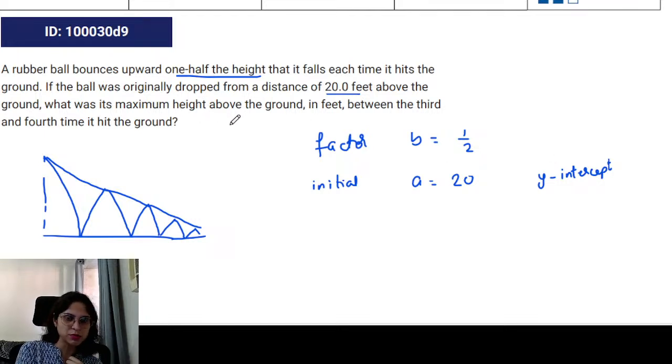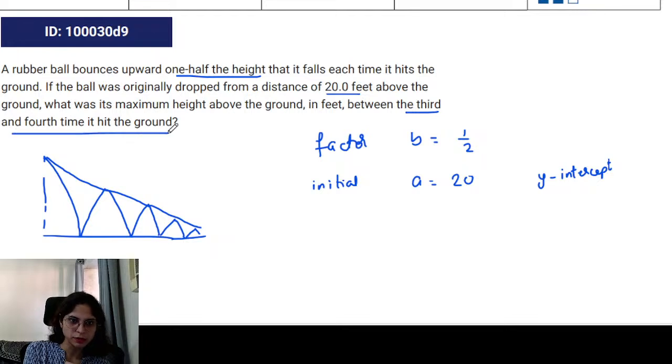What was its maximum height above the ground in feet between the third and fourth time it hit the ground? So between third and fourth time, this is first time, second time, third time and fourth time. So this is 0, this is 1, this is 2, this is 3. So the maximum height is going to be its third iteration, okay?